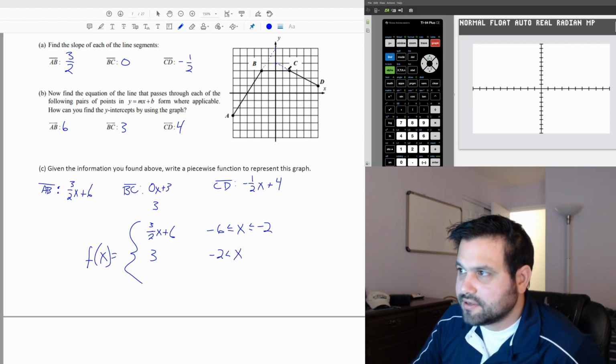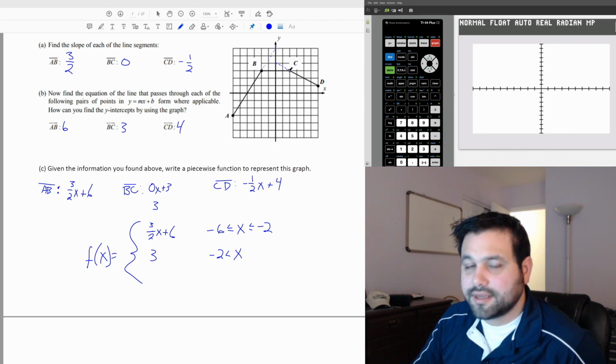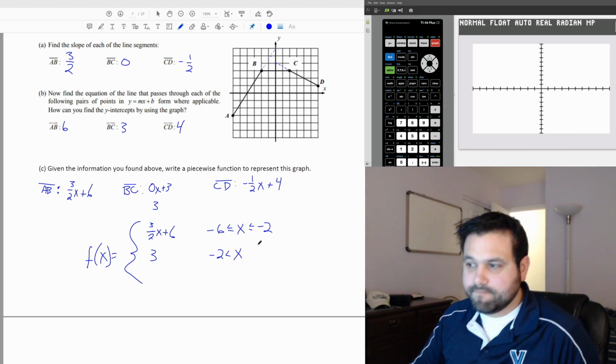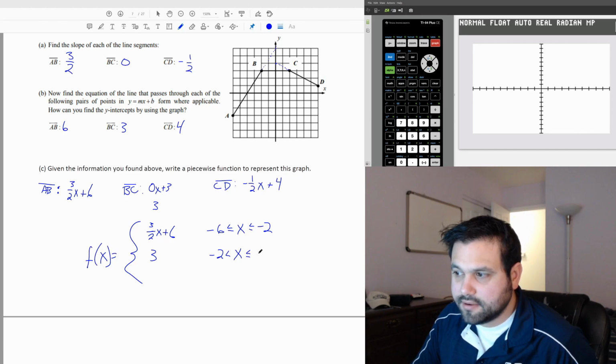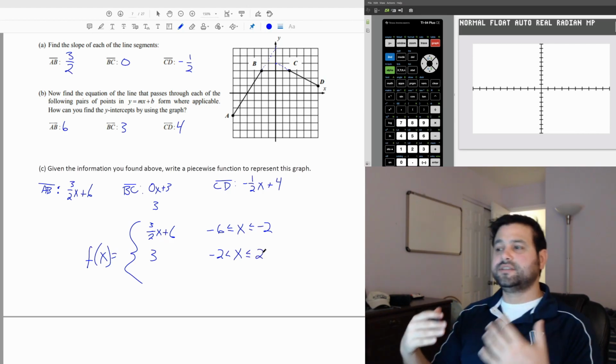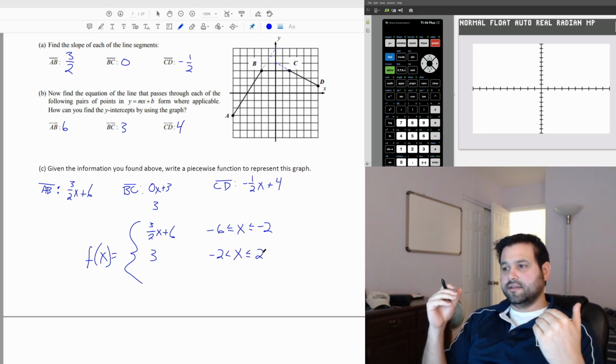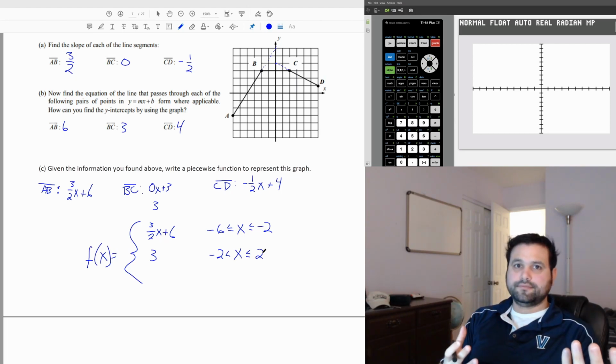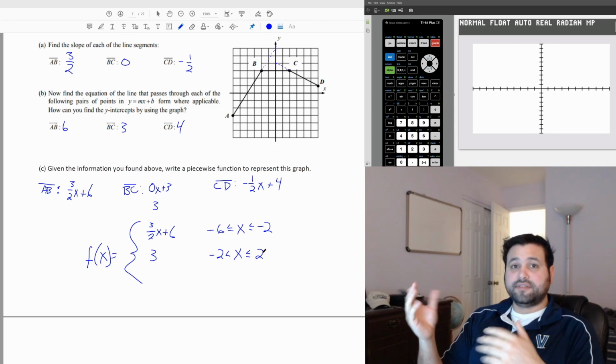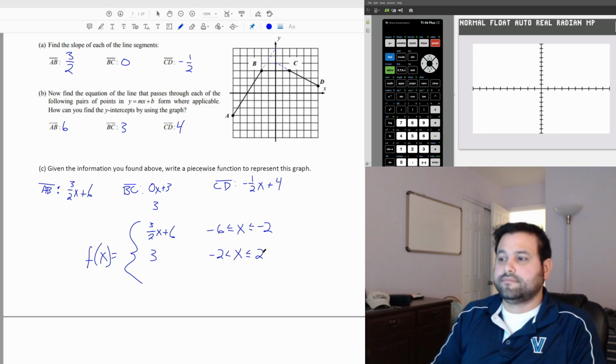Okay, and then I can go down to here, which is positive 2. Can I include that one? Yeah, I can, because I haven't included it yet. So the way I like to approach these values is I go from left to right, and if I can include it, I do. Okay? And I just make sure that I don't double include anything.